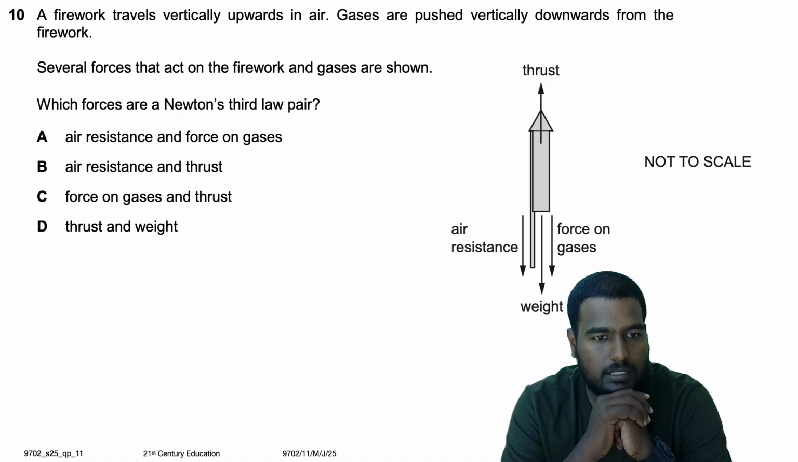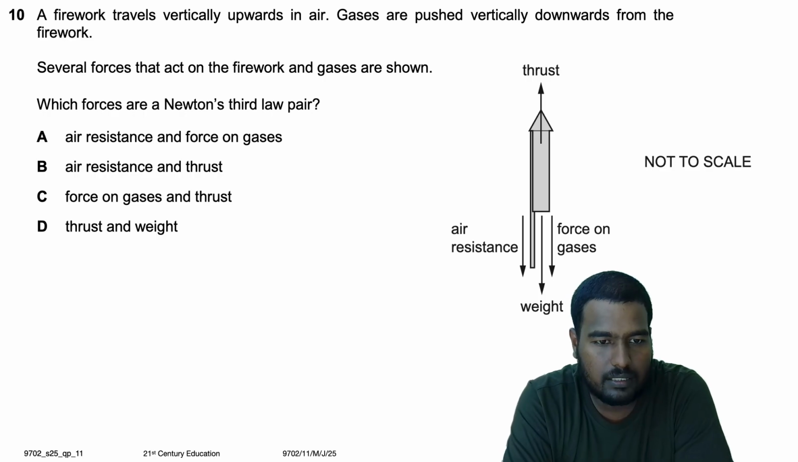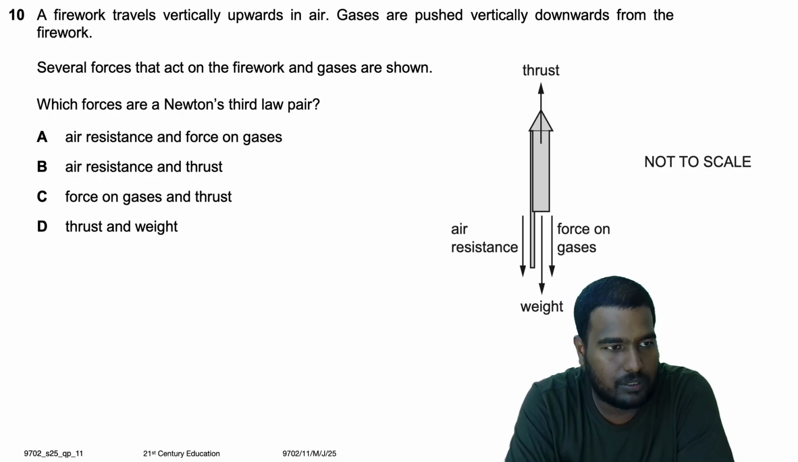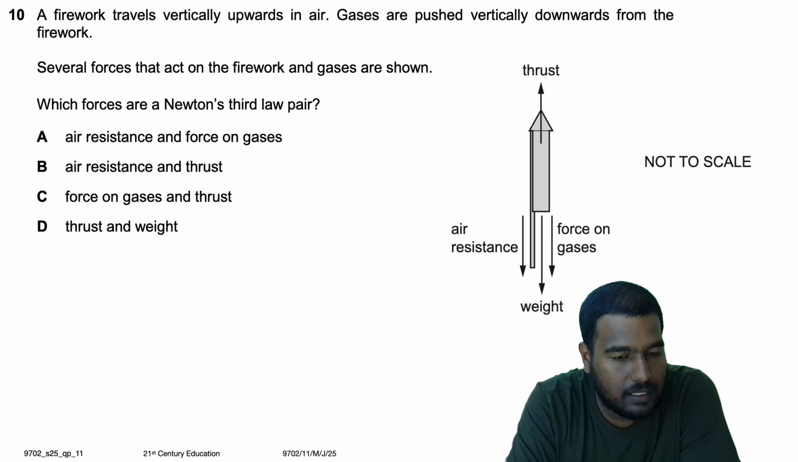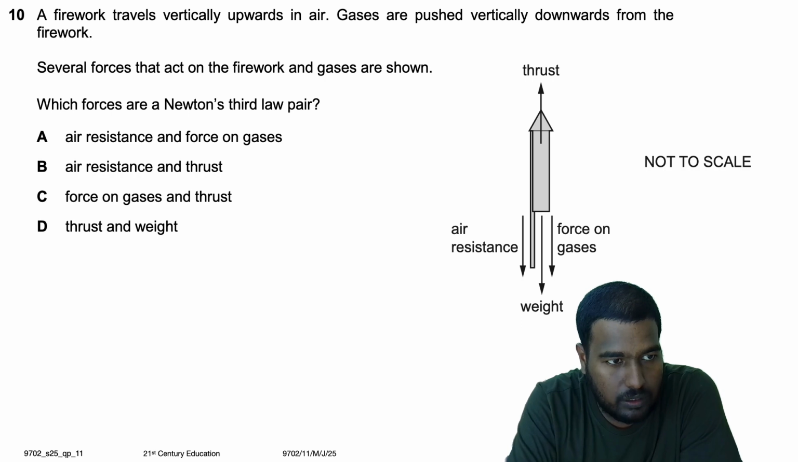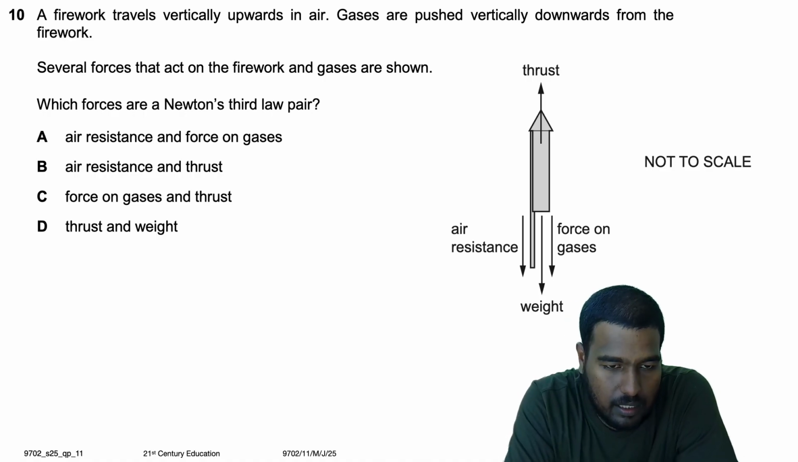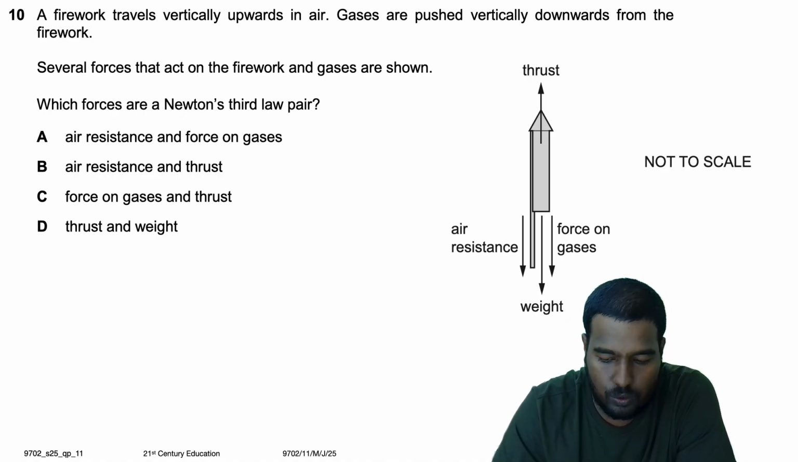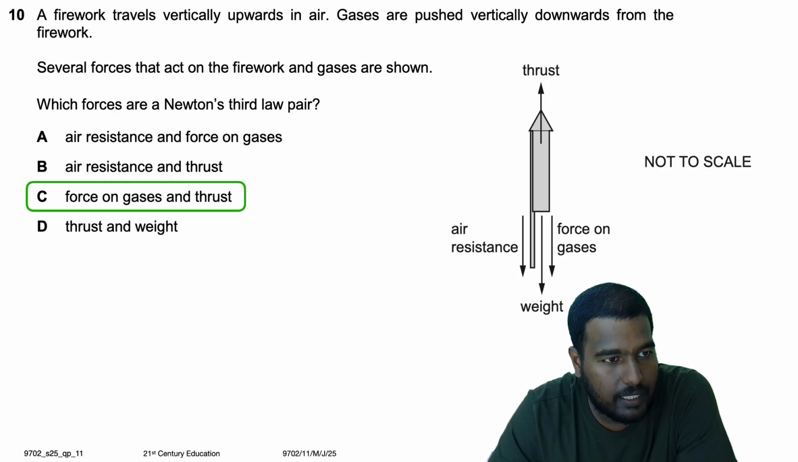Okay. Air resistance and forces on gases, they are on the same side. They are not equal and opposite. So not A. Air resistance and thrust, they are opposite, but they are not equal. So not B. Forces on gases and thrust: yeah, they are opposite, and yes, they are equal. Thrust and weight again act in the same direction. So option C, forces on gases and thrust.